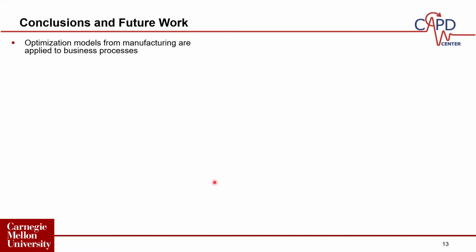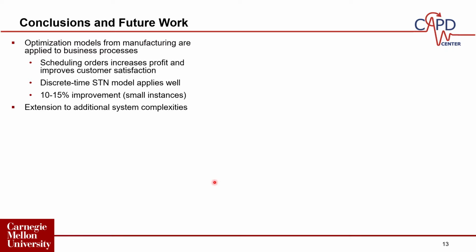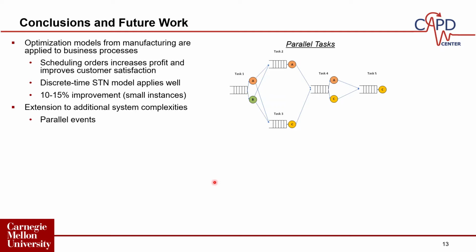Some conclusions and future work: optimization models from manufacturing systems can be applied successfully to business processes, and scheduling these orders can increase both the profit and the customer satisfaction. The discrete time STN model applies well to these systems. There was a 10 to 15% improvement observed in the small instances relative to an unoptimized first in, first out system. And there's opportunity to extend these types of models to additional system complexities, such as having parallel events.